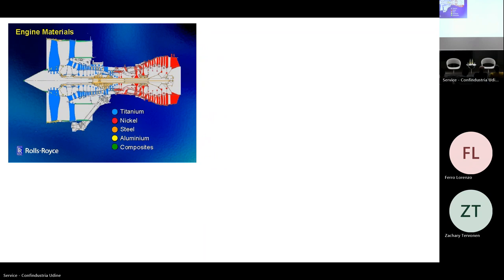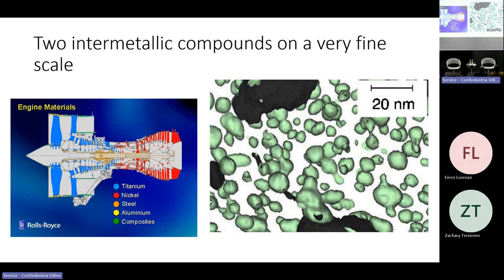So here is some of the work that Steve did, where we engineered very small precipitates, which are not carbides, right? They are intermetallic compounds. So the green phase here, 20 nanometer scale, is a nickel aluminium compound. And the black phase is a combination of iron, chromium, and molybdenum, what we normally call Laves phase. And Laves phase has a bad reputation, but if it's small enough, it doesn't. Okay? So we created this material.